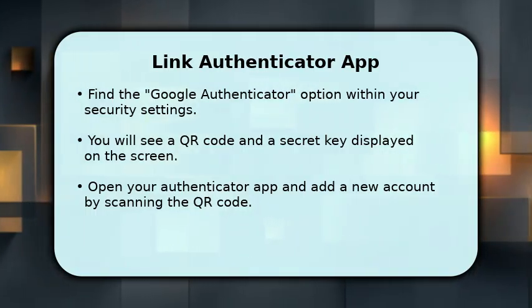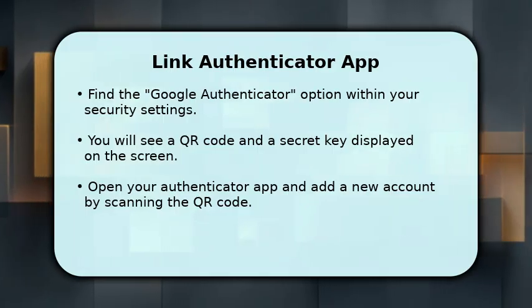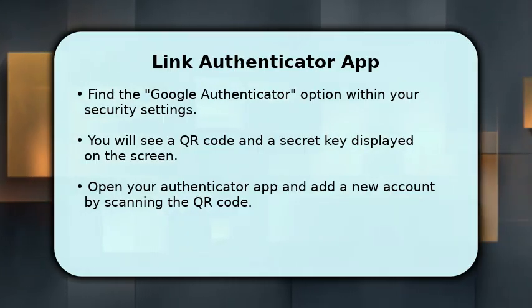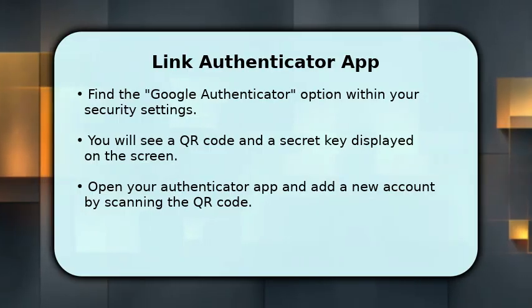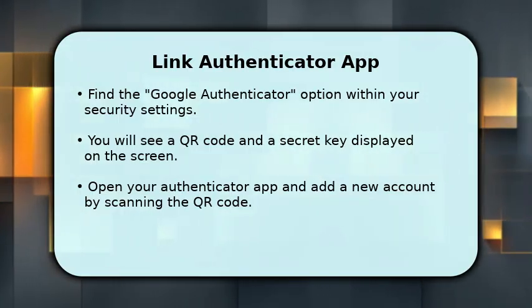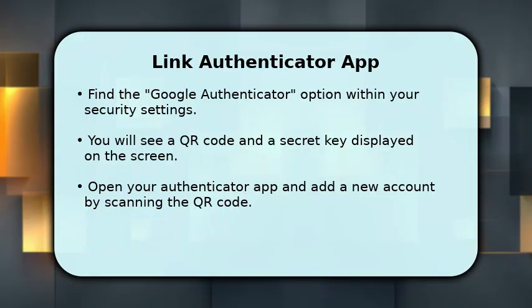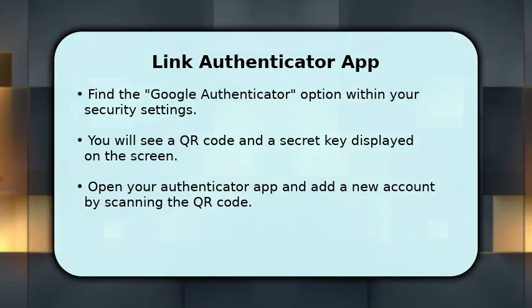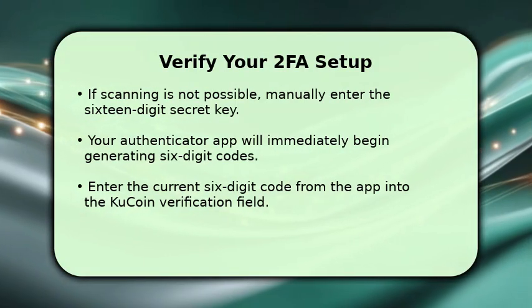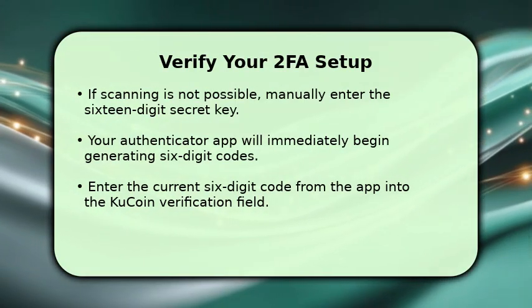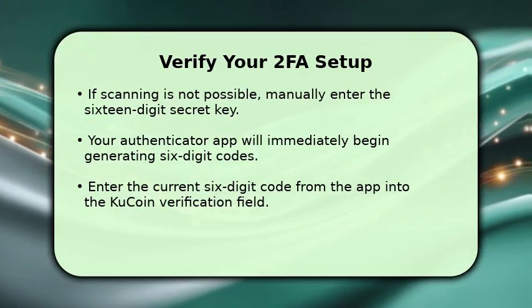Open your preferred authenticator application on your mobile device, such as Google Authenticator or Authy. Choose to add a new account, and then select the option to scan a QR code using your phone's camera. This securely links your account. If you cannot scan the QR code, you can manually enter the 16-digit secret key into your Authenticator app.